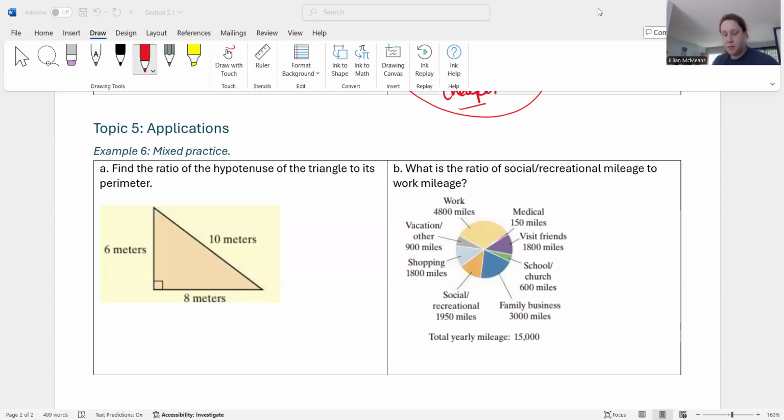Okay, last up, we need to talk about just a couple of applications involving ratios and rates. Example 6 just says mixed practice, and for part A, it says find the ratio of the hypotenuse of the triangle to its perimeter.